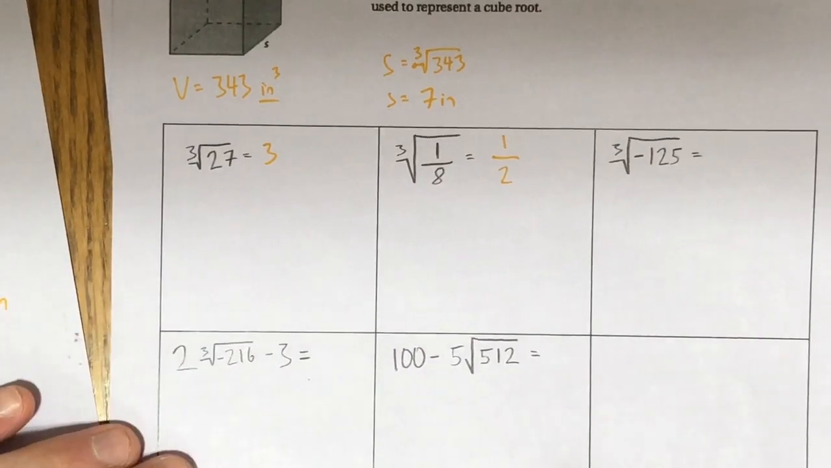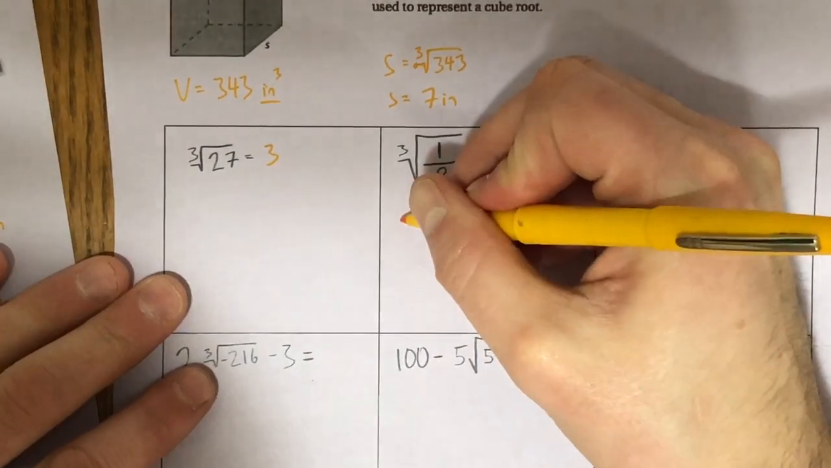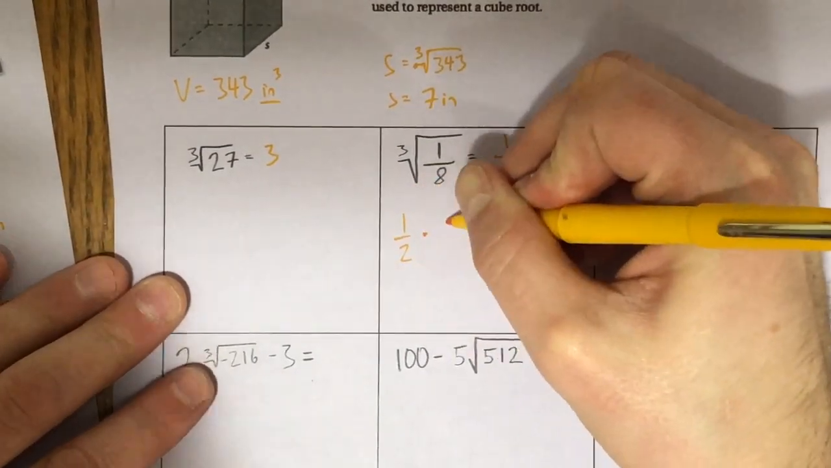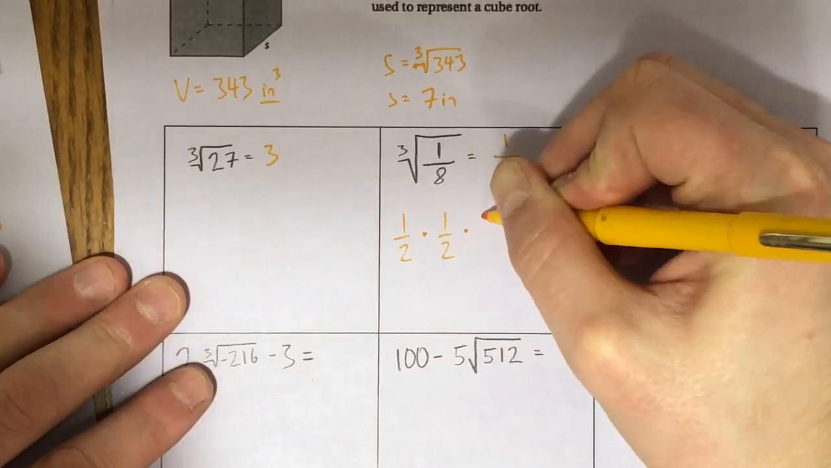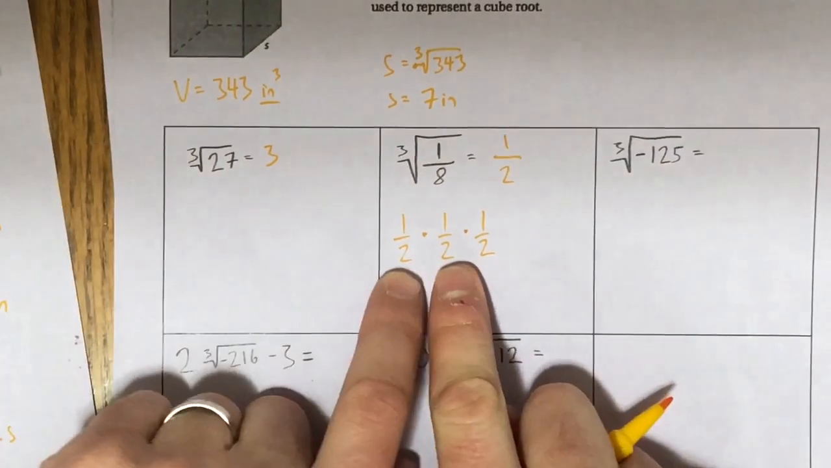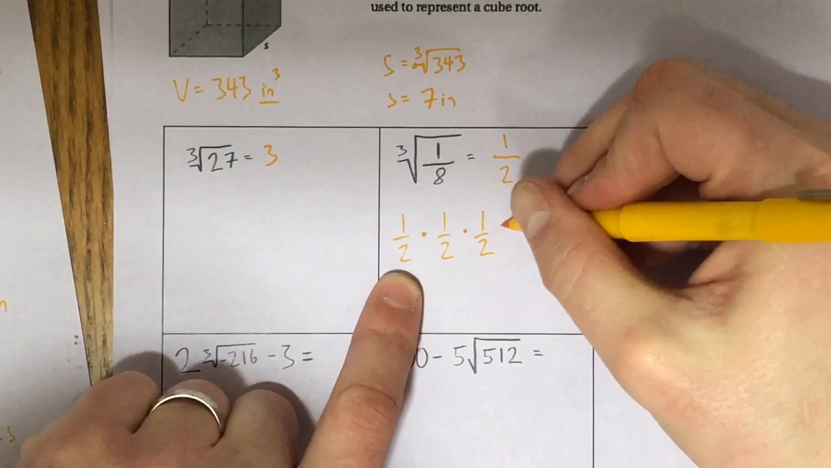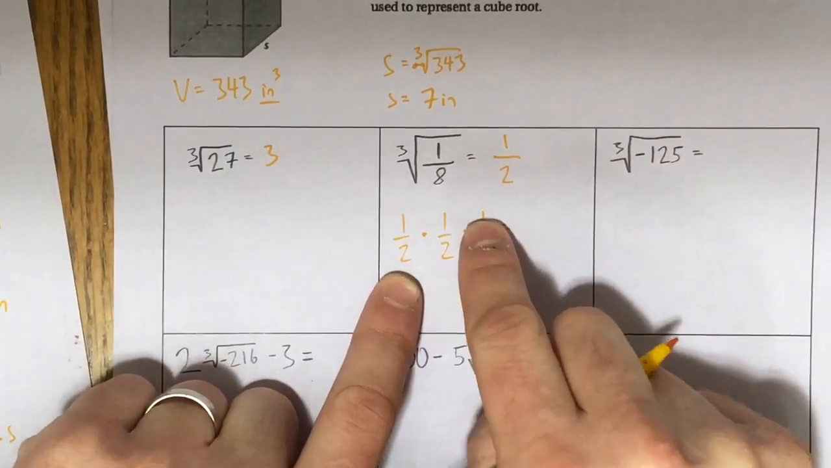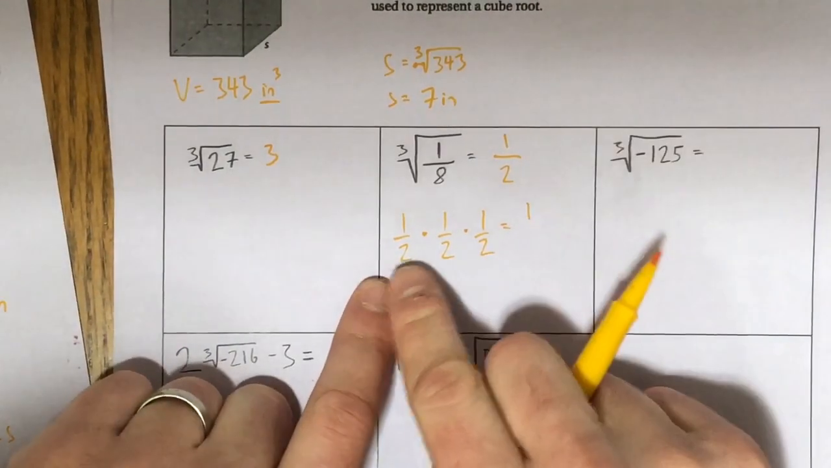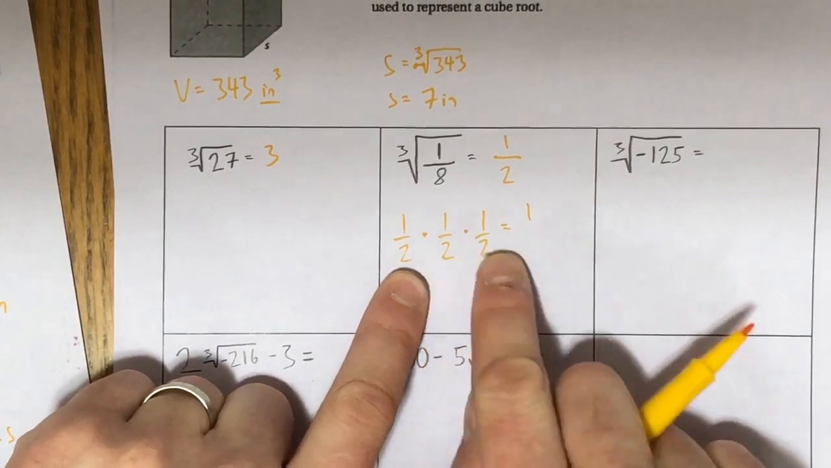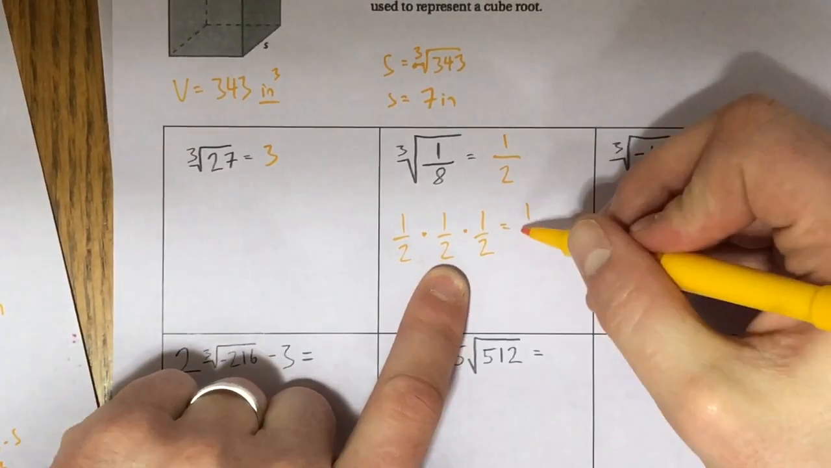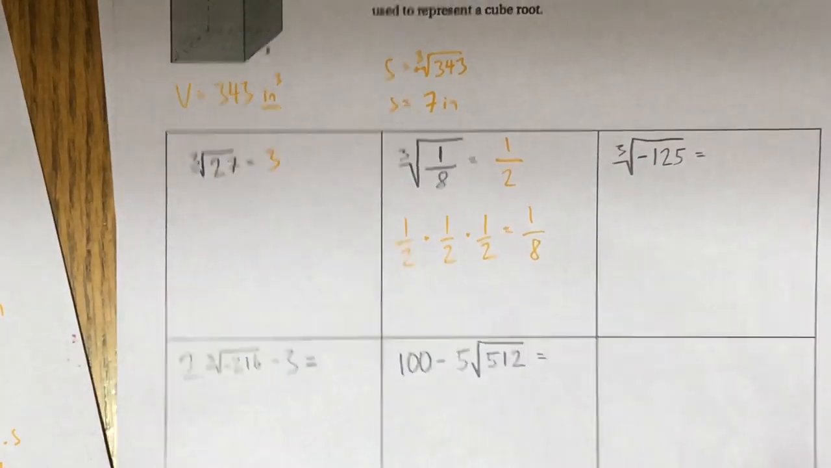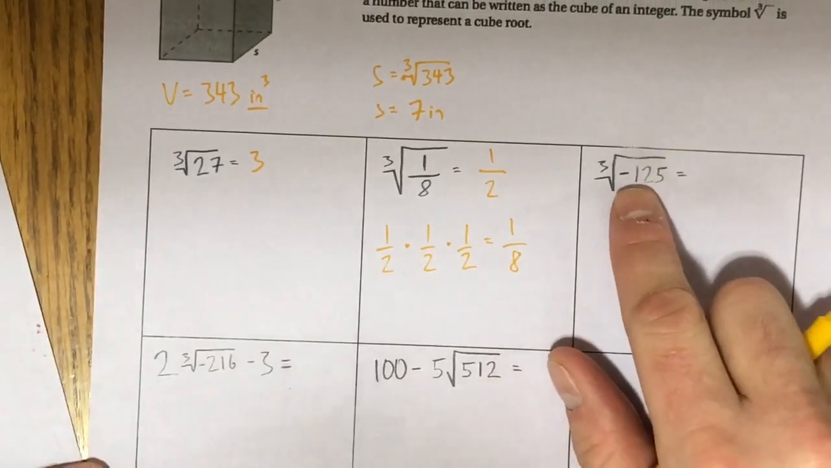And I could just do a little check. I could check by going 1/2 times 1/2 times 1/2. Make sure I get 1/8. 1 times 1 times 1 is 1. 2 times 2 is 4. Times 2 again is 8. So that works. Okay, the cube root of negative 125.